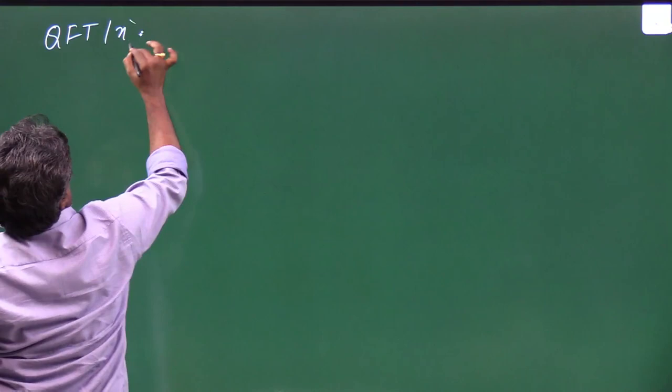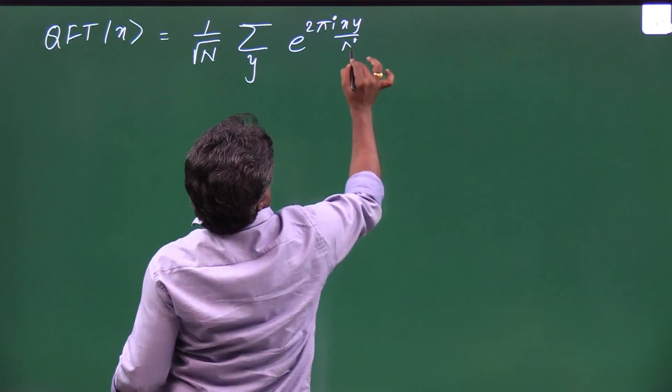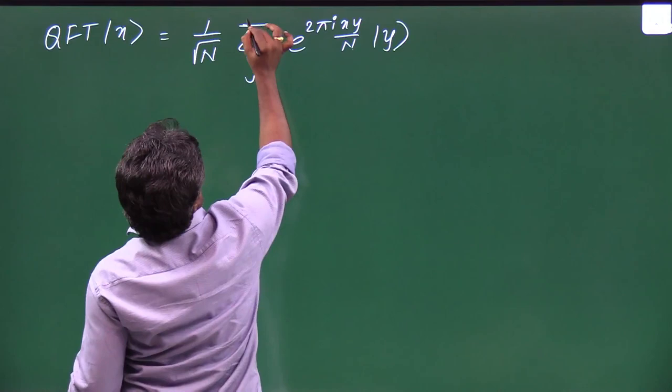Okay, so now let us discuss. Finally, here we have the quantum Fourier transform formula one more time. The quantum Fourier transform of x equals the normalization constant 1 over root N, summation over y, e raised to 2 pi i xy by N, y. And this y runs from 0 to N minus 1, of course.